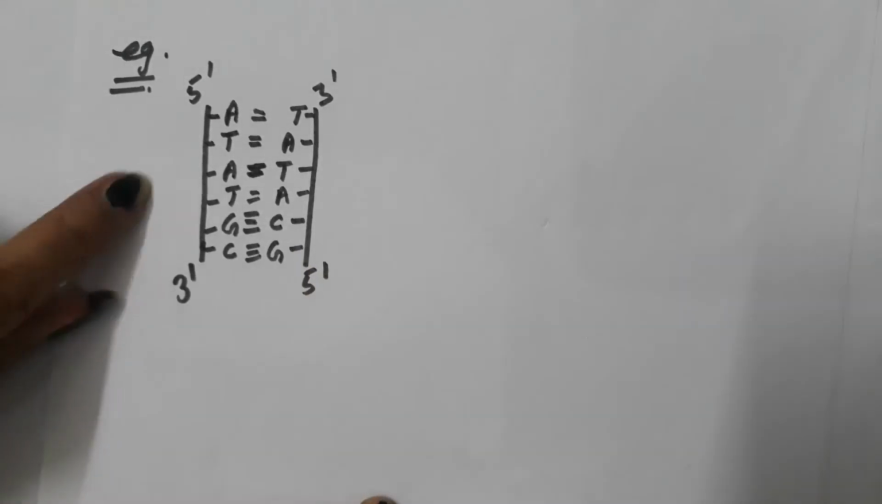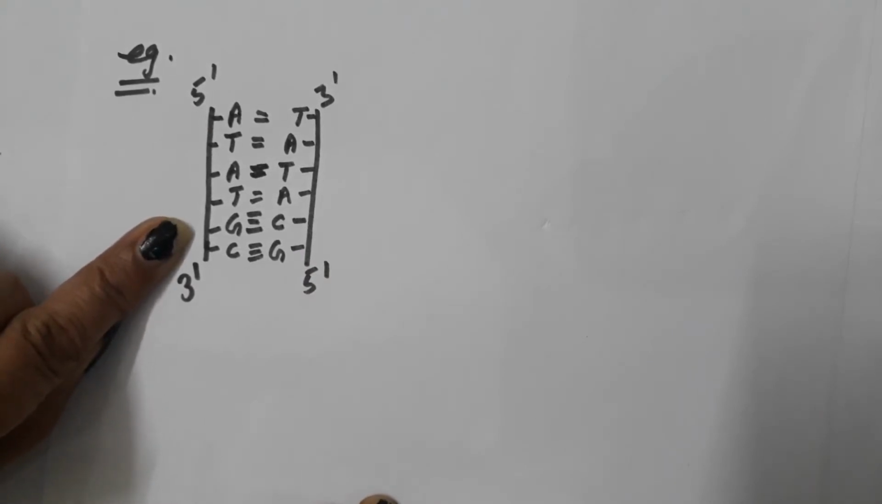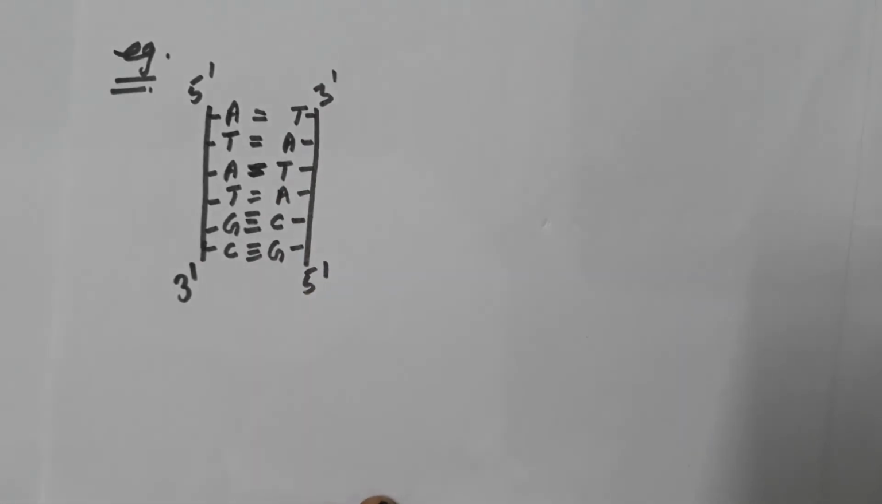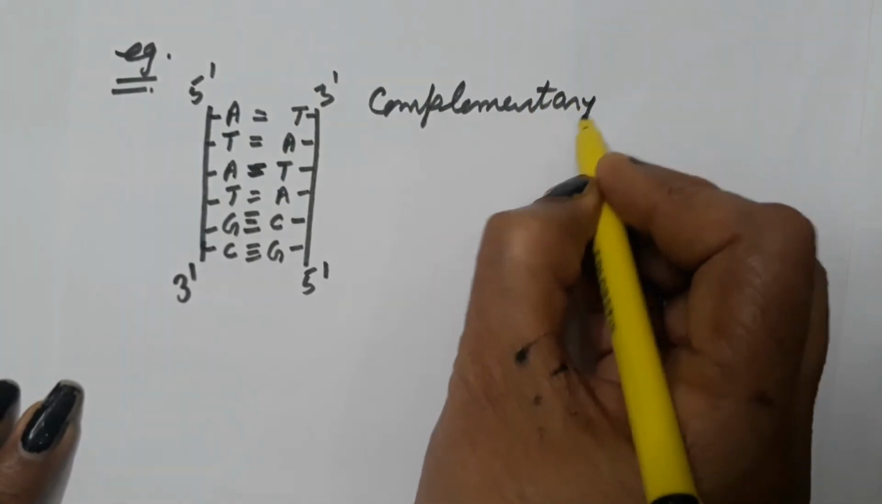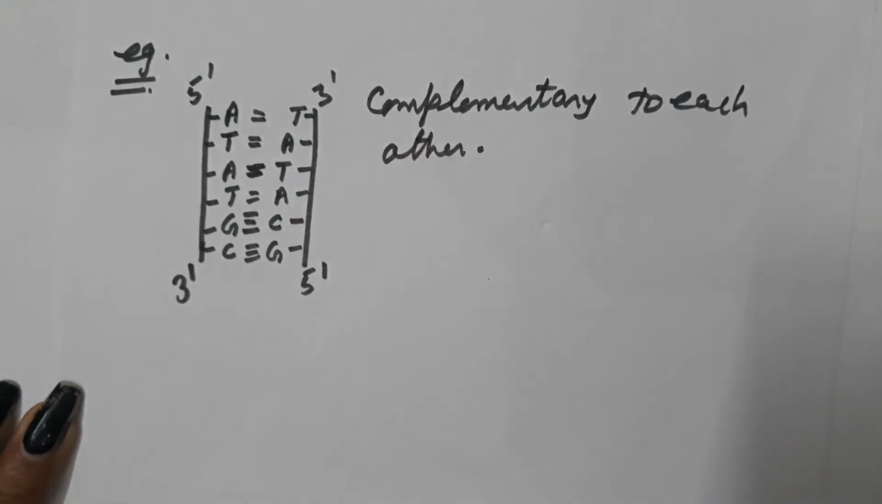So what we are observing here is that if we know the base sequence on one strand of DNA, the base pair rule tells us the nitrogenous base sequence present on the other strand of DNA. So the two strands are complementary to each other. Why are they complementary to each other? Because from the sequence of one, you automatically come to know the sequence of the other strand also.